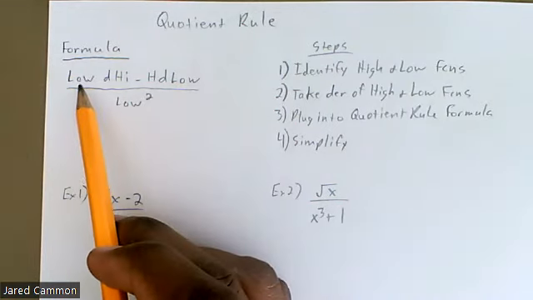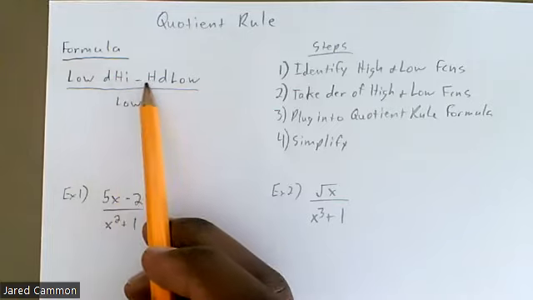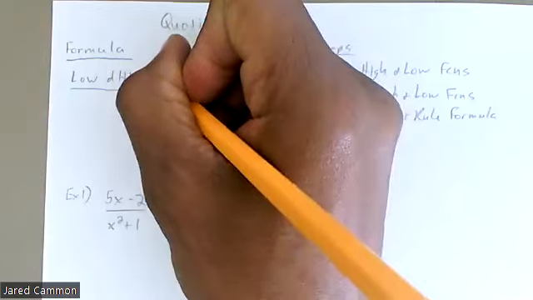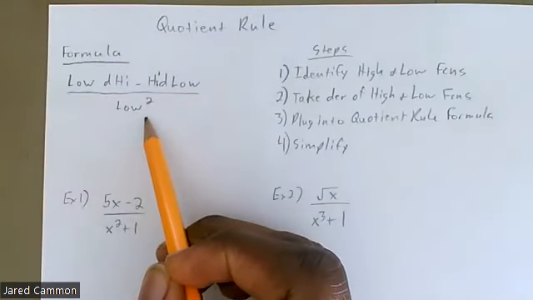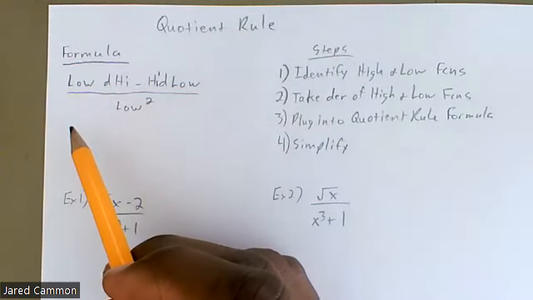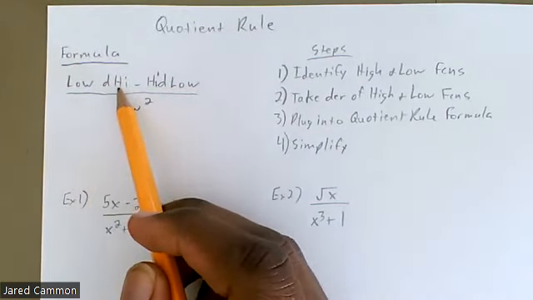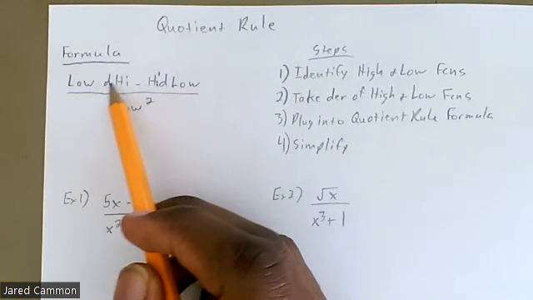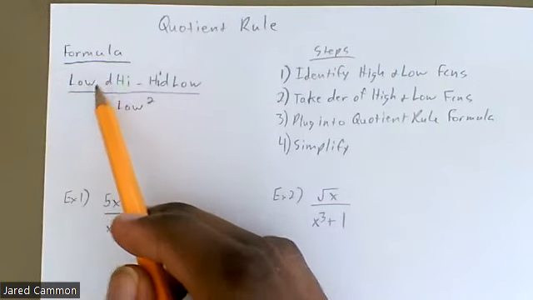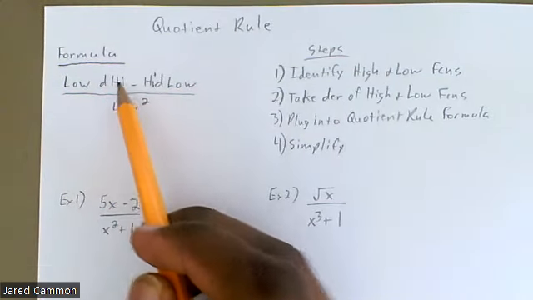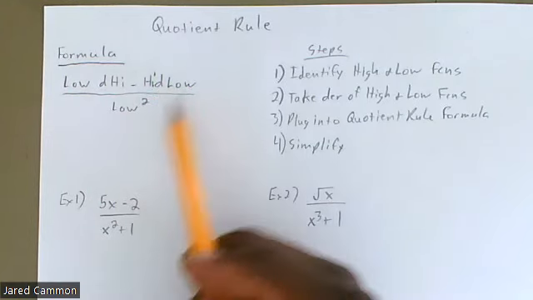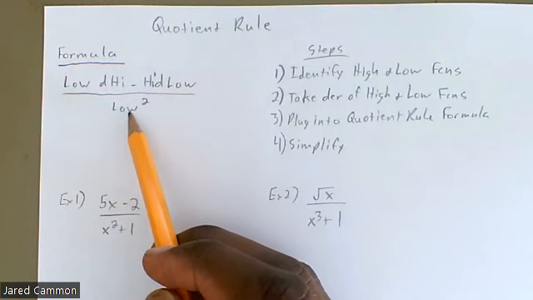Now, the formula for that is you have low d high minus high d low, over low squared. Got to put the high right there. The low is just going to be the expression at the bottom of the denominator. The high is the expression at the top. And if you have a d in front of it, it means the derivative of that. So we're taking the low expression multiplied by the derivative of the high expression, minus the high expression multiplied by the derivative of the low expression.